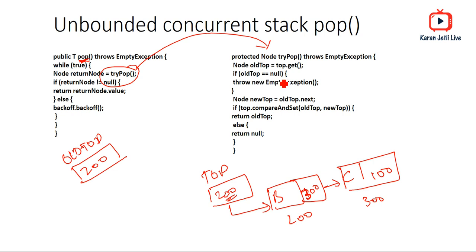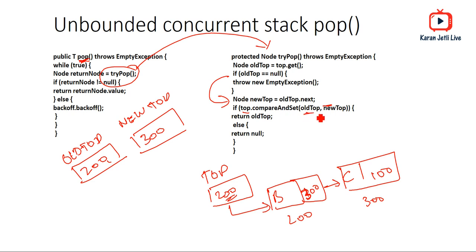Now if old top is equal to null, is old top equal to null? No. So we skip this part, we come here. Node new top is equal to old top dot next. Now I have another variable called new top. What is old top? 200. What is next of 200? 300. So what comes in new top? 300.